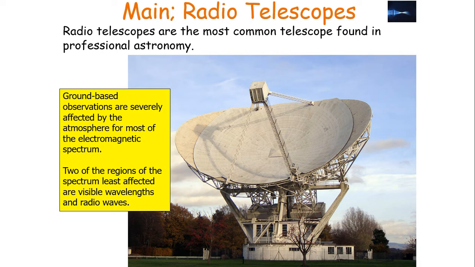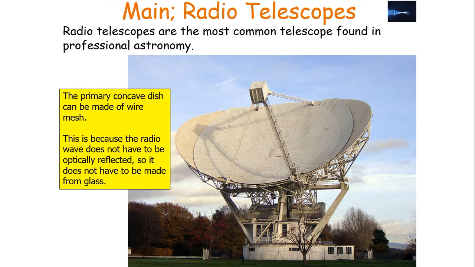Now, actually, two of the regions of the spectrum least affected by the atmosphere are the visible wavelengths and the radio waves, which allows us to have radio telescopes based on the ground on Earth. Now, the primary concave dish can be made of mesh wire. This is because the radio wave does not have to be optically reflected like it does in an optical telescope, so it doesn't have to be made from glass.